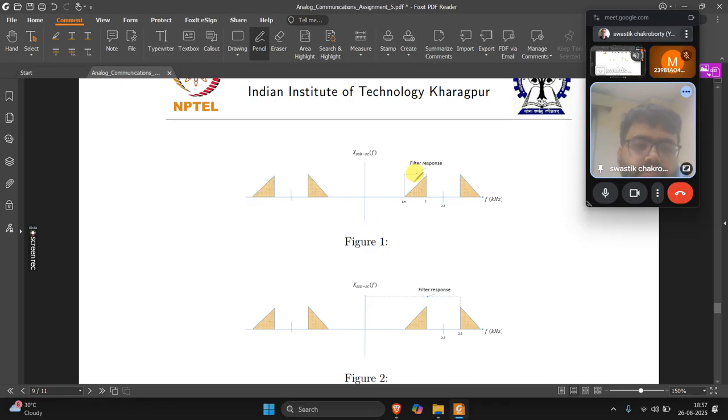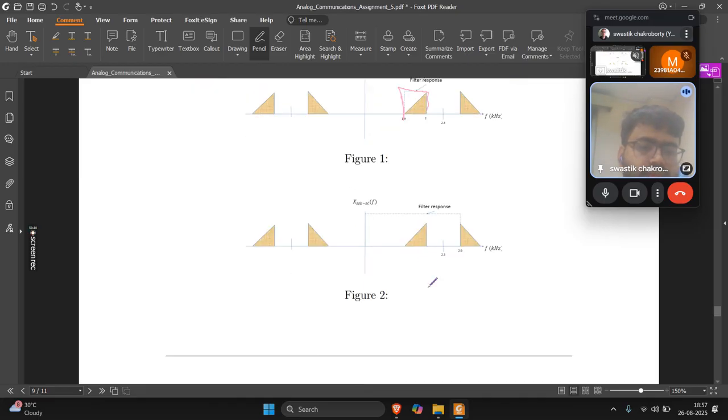You see, this is the minimum. The minimum is just a band pass, and the maximum is a high pass. Okay.